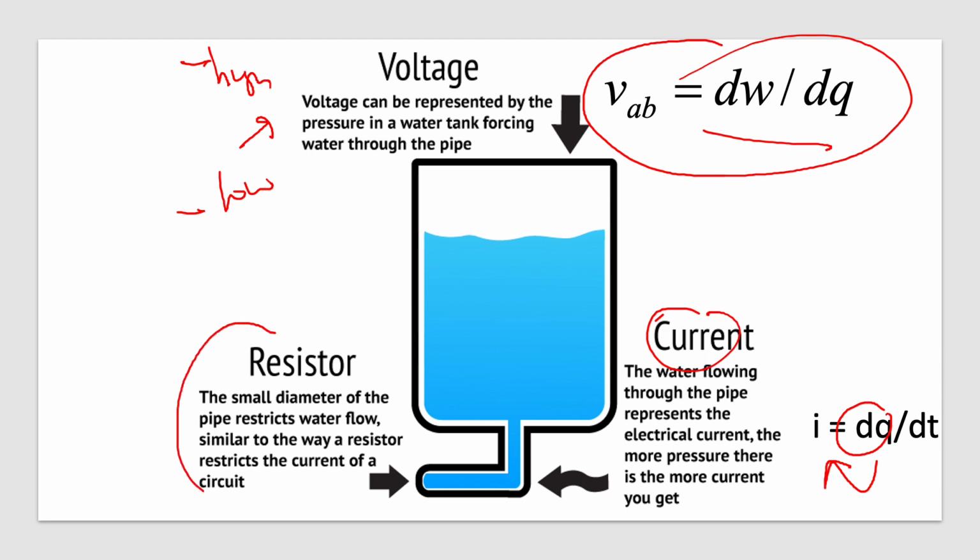Okay, the last term that you will learn in this course is the resistor. Resistor is like the diameter of this pipe. The bigger the pipe, the easier the current can flow. The smaller the pipe here, the water will have more difficulty to flow, right? So we call here, the resistor will control the water or the current.